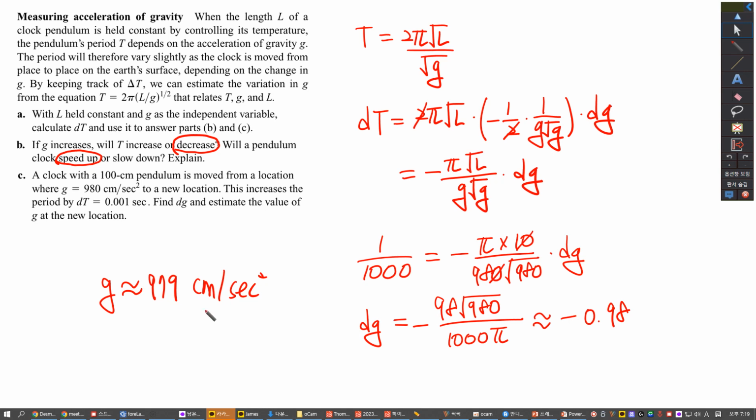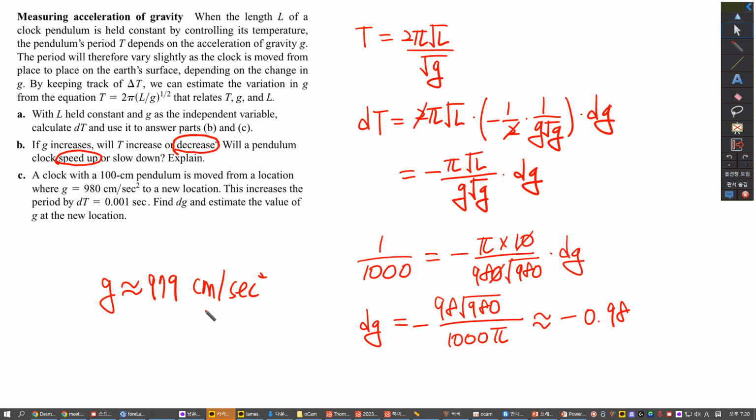So this actually happens on Earth. Because the Earth is not a perfectly spherical shape, it's a kind of elliptical shape because of the rotation. So that means the equator is more flattened compared to the polar region. And actually, the gravity depends on the radius of the Earth. I mean, it is inversely proportional to the radius squared.